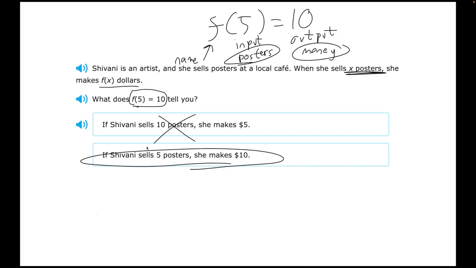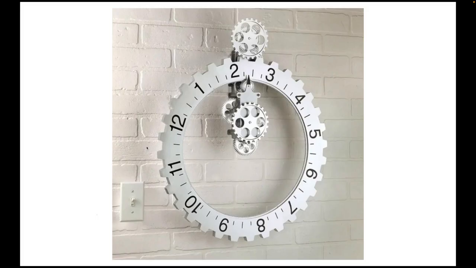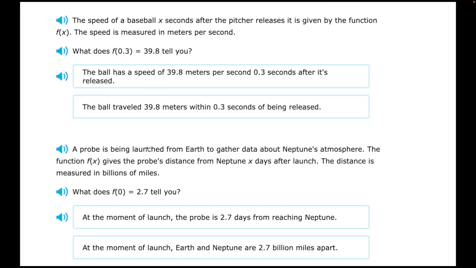That's backwards. All right, here's our cool clock for today, which means that it is time for you to practice what you just learned. Go ahead and pause the video and try these 2 problems on your own. And when you're ready, you can unpause the video and we'll check your answers.